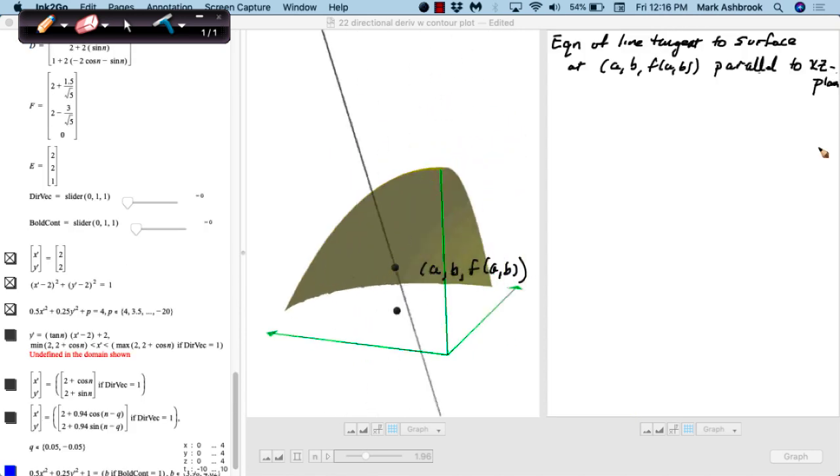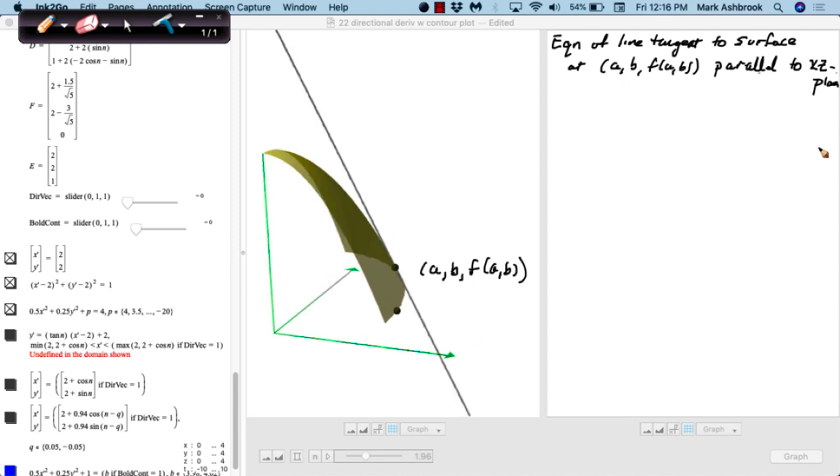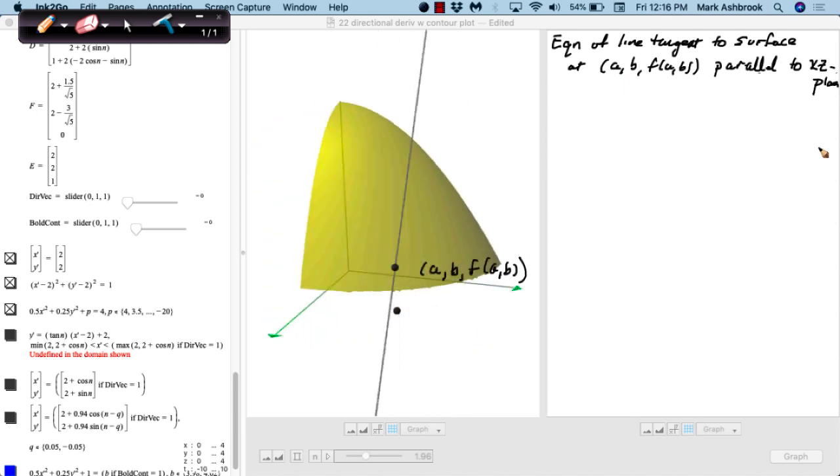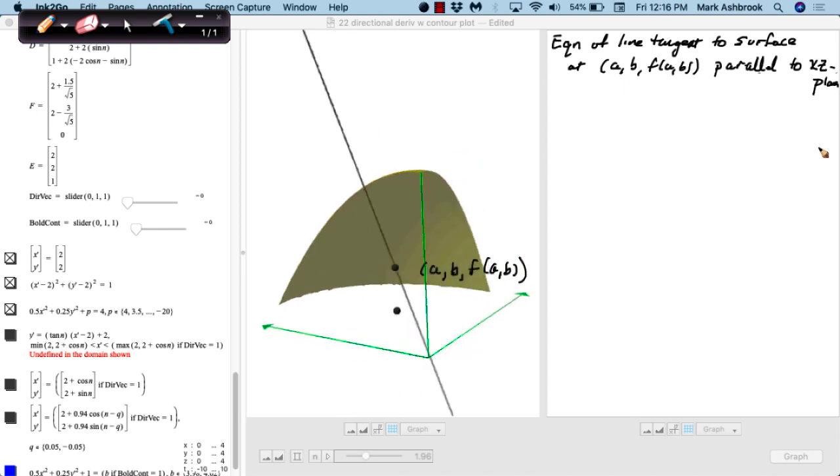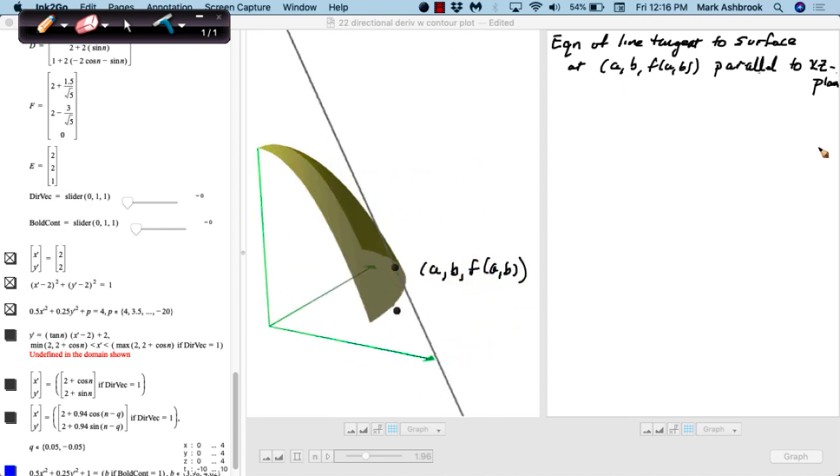Okay, let's see what you came up with. So how about Sarah? Did you come up with anything about this? What do we need to write the equation of a line? What are we going to need to write the equation of a line in space?